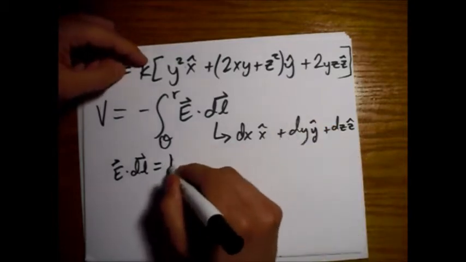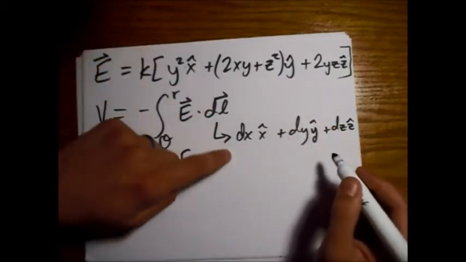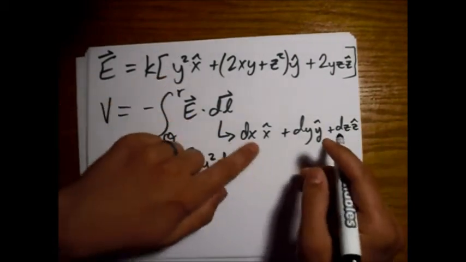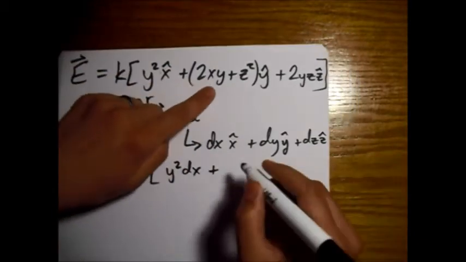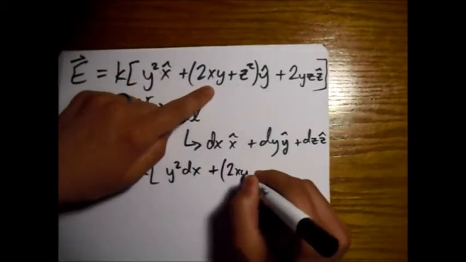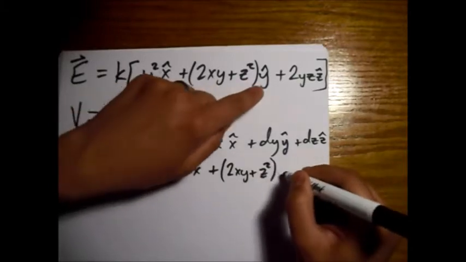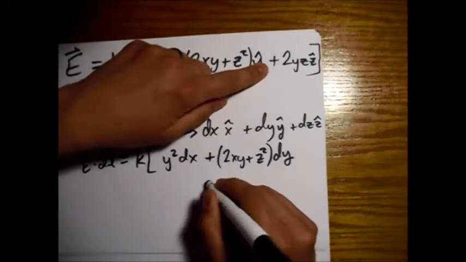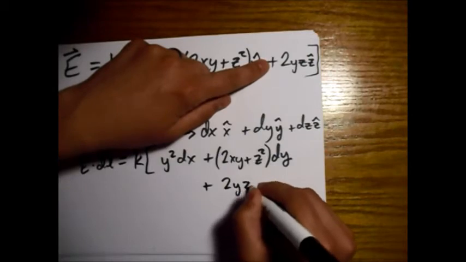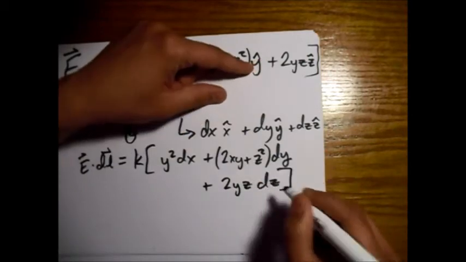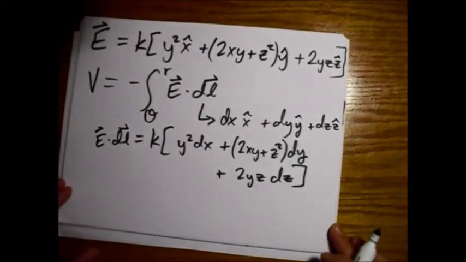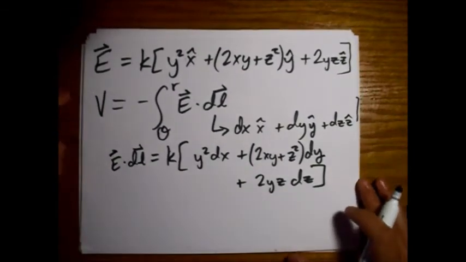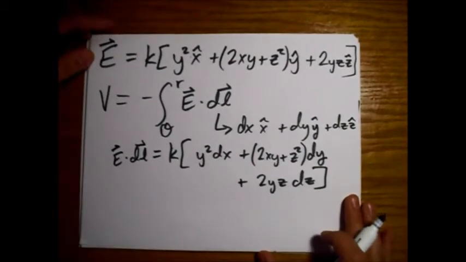So we'll have the k out in front as always. We have a y squared dx plus this 2xy plus z squared times dy, plus we have a 2yz dz. Okay, now we just have to integrate this along some path, and we'll run into trouble if we don't use a path like Griffiths tells us to.